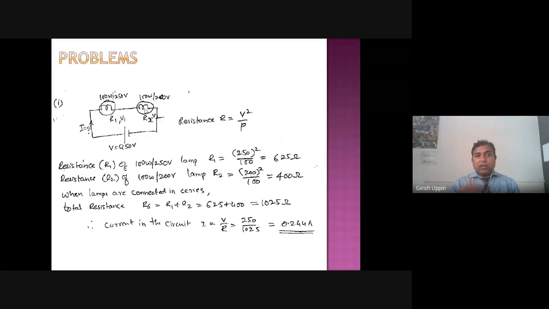They are connected in series. What is the effective resistance of the circuit? RS is equal to R1 plus R2, 625 plus 400. We get it as 1025. That is the RS value, the total resistance of the circuit. Once we know the total resistance, the applied voltage is given as 250. We can calculate the unknown I. So current in the circuit I is equal to V divided by R. V is 250 volt divided by the total resistance 1025, and we get the current as 0.244 amperes. I hope everybody got this current.